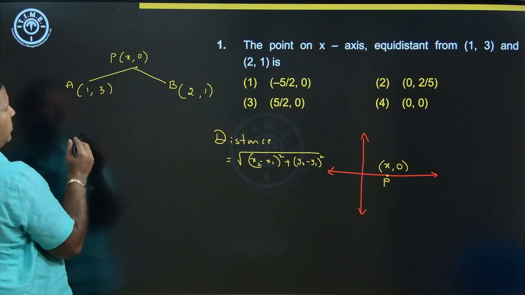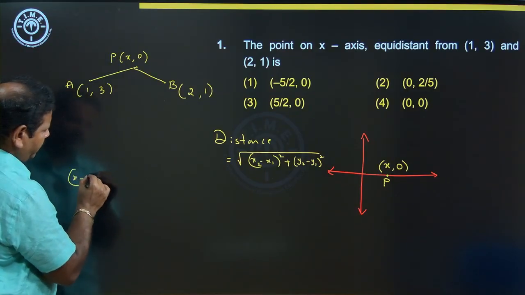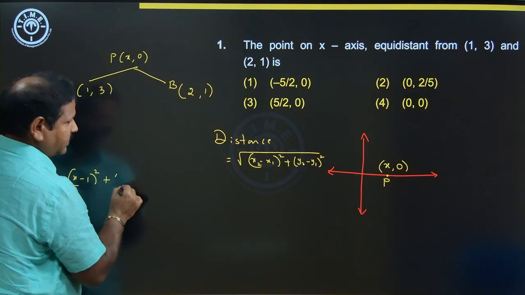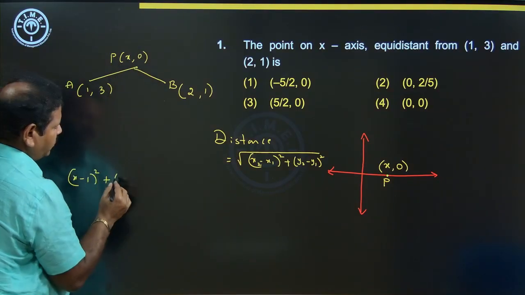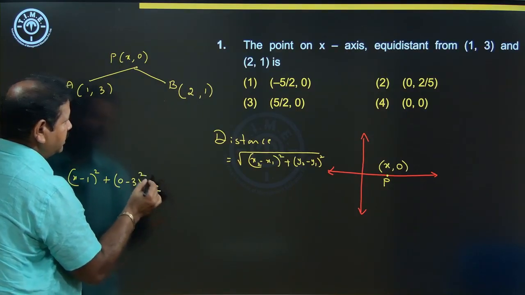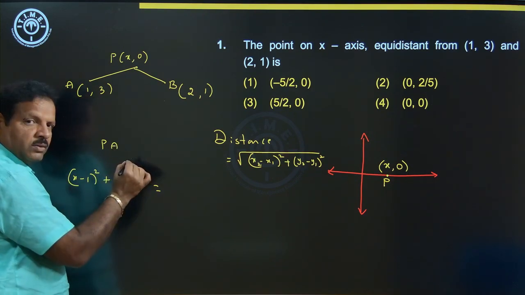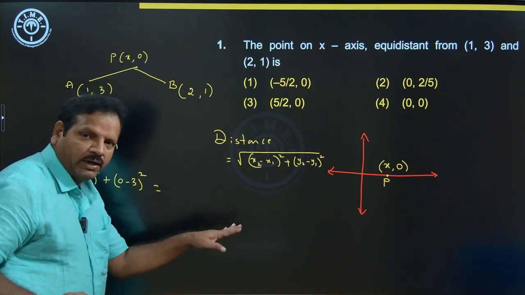I am taking the distance between these two: (x minus 1) whole square plus (0 minus 3) whole square. The distance between these 2 points is nothing but PA, under root. Both sides we are writing under root.